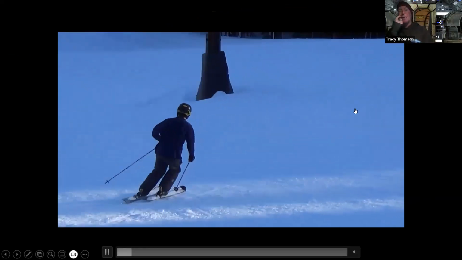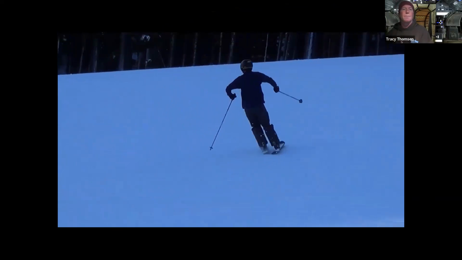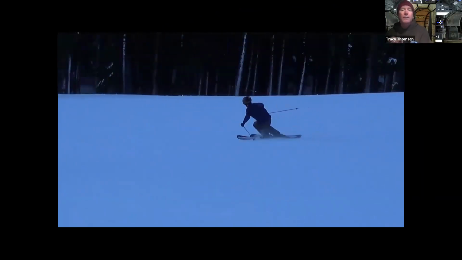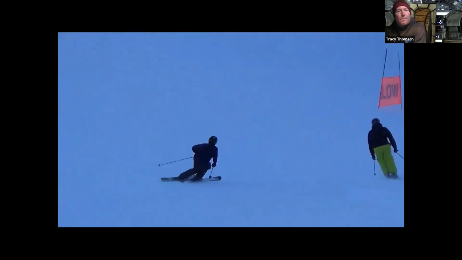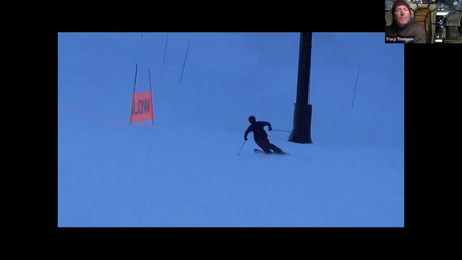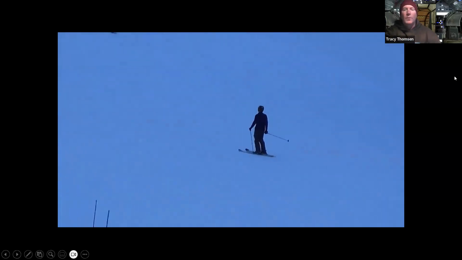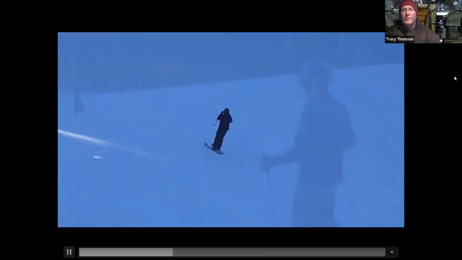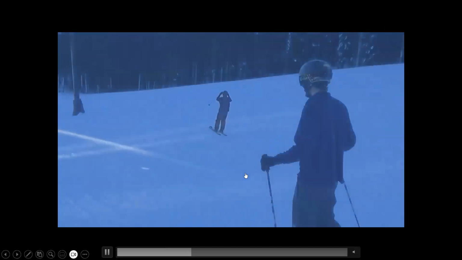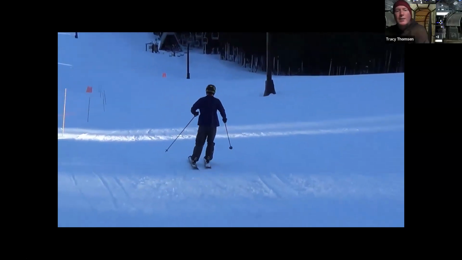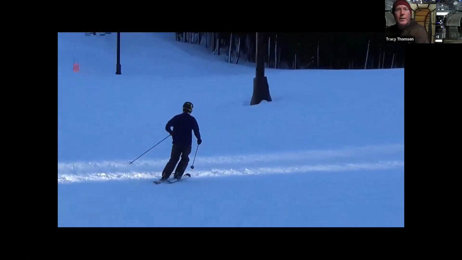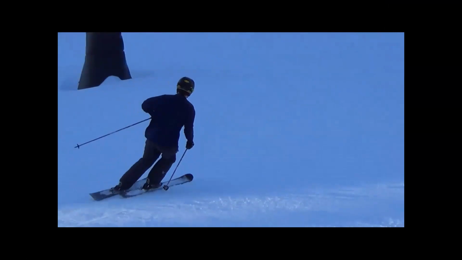This person had been given a large radius basic carved turn. We'll be able to watch him in slow-mo as well. I like to do fast speed and slow speed because I'm pretty slow.